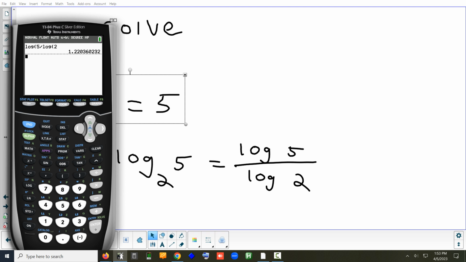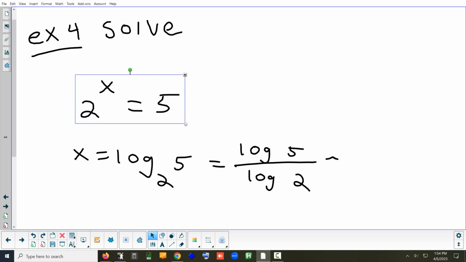Does everybody agree with that? No? Why? You didn't put the parentheses on log 5. I didn't close the parenthesis. That's going to come out wrong. It's not even close to right. It's just completely different. So that's the correct answer: 2.322.